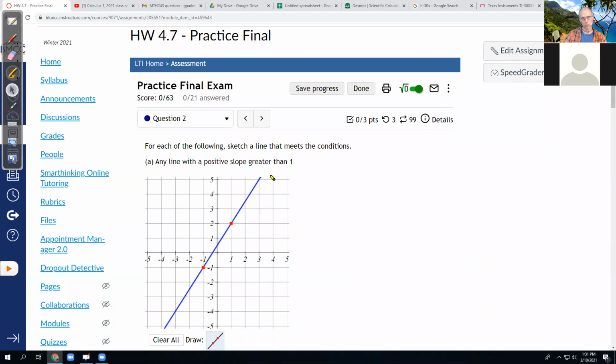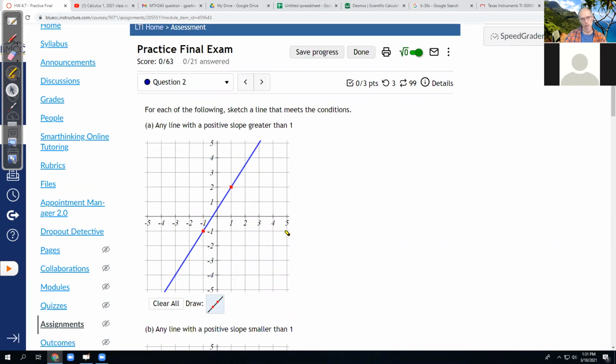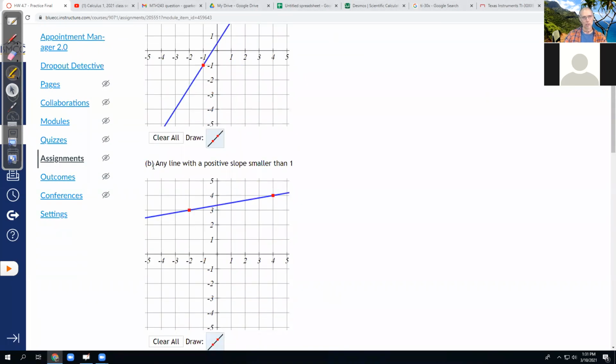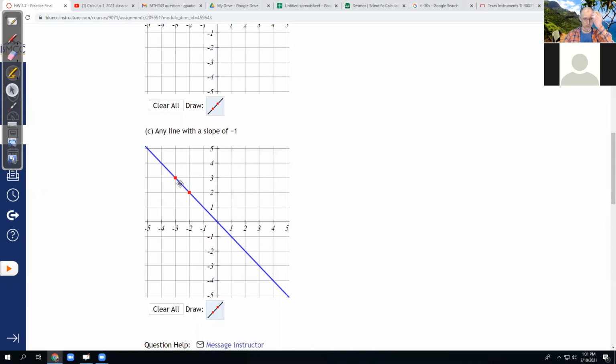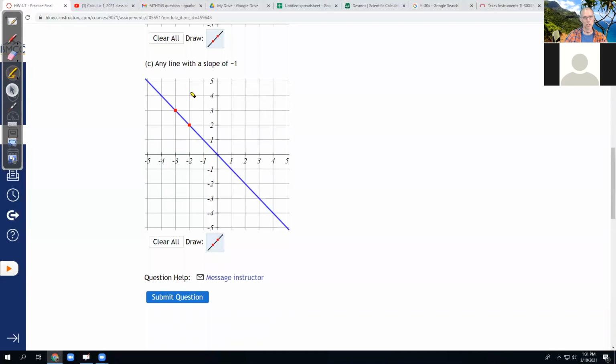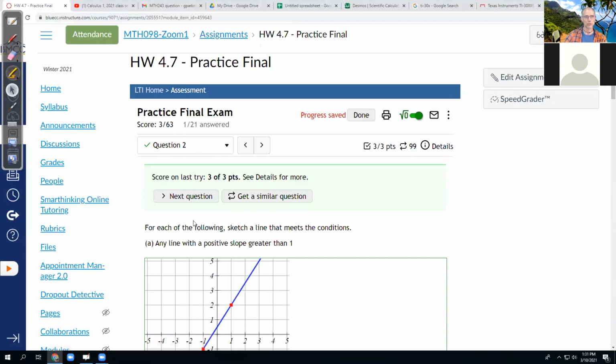So greater than 1 positive is rather steep, uphill. Positive smaller than 1 is shallow, uphill to the right. And -1, 45-degree angle, heading down to the right. And so I was just hoping you remembered some of those ideas about slope. Yeah, I got it right.